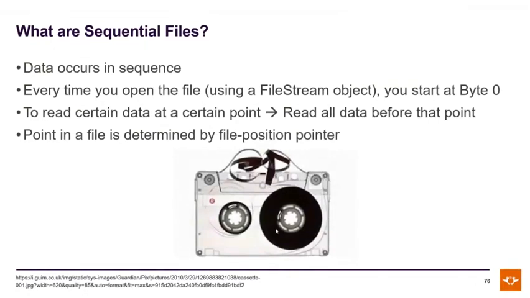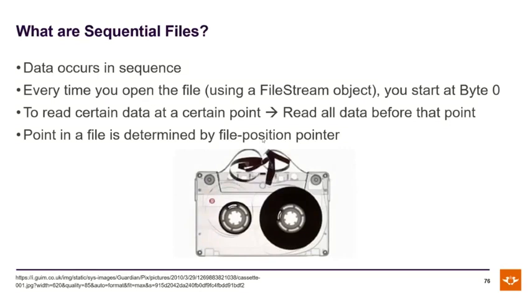There's no break in it. It's how it's being stored. Every time you open the file using a file stream object, you start at byte 0. When you start at byte 0, everything is rewound back to the original position, and you start at the very beginning. To read certain data at a certain point, you read all data before that point. So in order to find the information inside this file, you need to go through every single piece of information until you get to the piece you want. A point in a file is determined by the file position pointer.